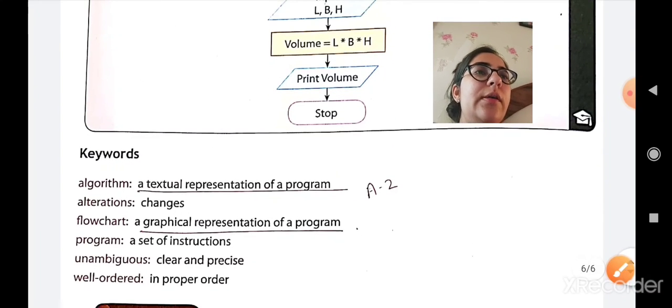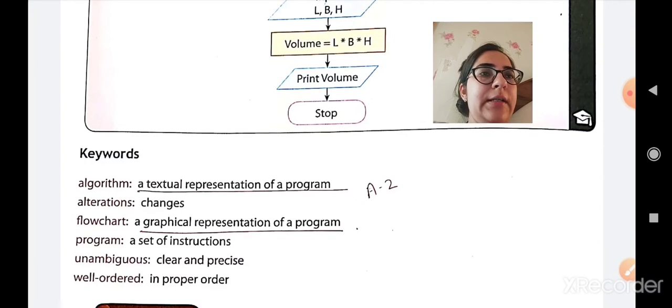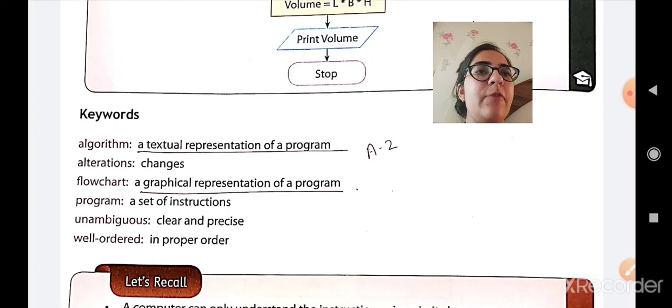Okay, so here we are finishing our chapter number 10. Let us move towards the keywords. First is algorithm, a textual representation of a program. Then alteration, it means changes. Flowchart, that is a graphical representation of a problem. Program is a set of instructions. Unambiguous, it means clear and precise. Well ordered, it means in proper order.